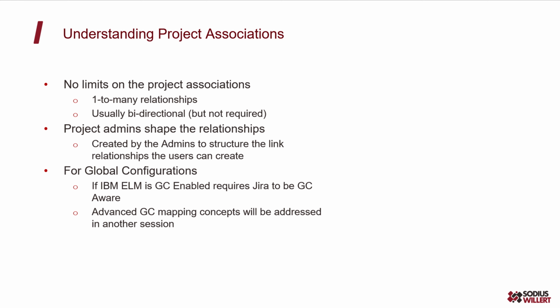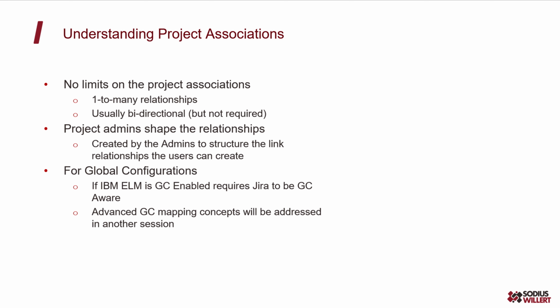And really, the project admins are the ones that get to shape this. They set the relationships that users are allowed to create links in, and create the guardrails or the boundaries that people can operate in and what relationships they can make. And then we'll show a little bit about GCs and how they operate when we're doing linking and what configurations we do at the project level for that within Jira. But we'll leave some of the more advanced concepts for later on.